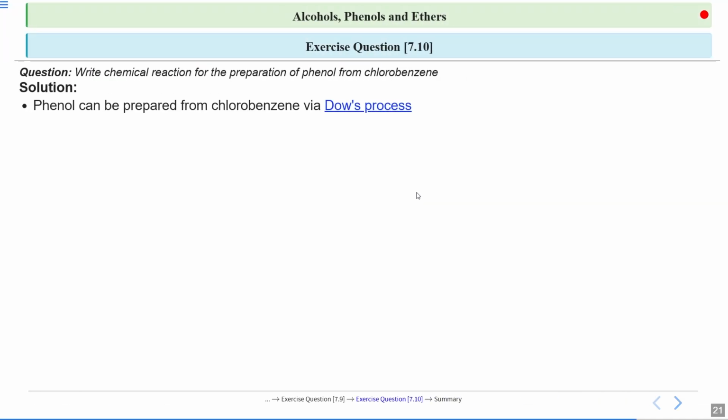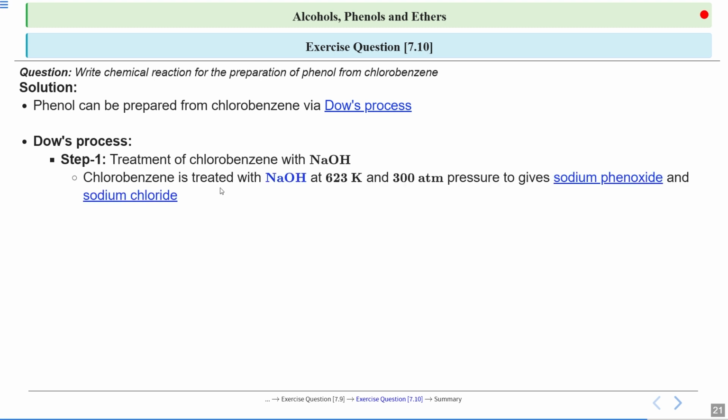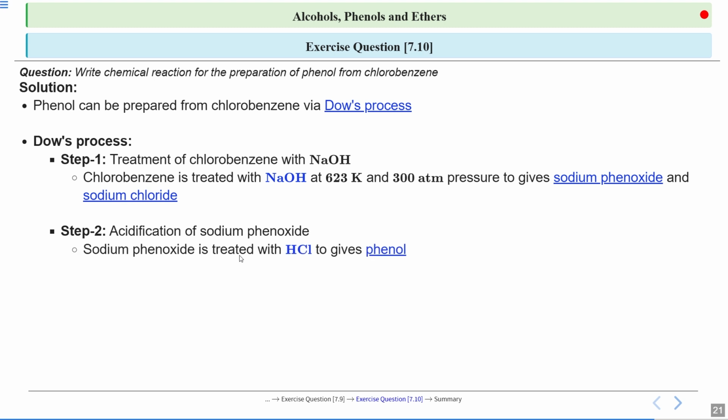So see what will happen. Phenol can be prepared from chlorobenzene and that process is called Dow's process. So what happens in Dow's process? First you treat a haloarene, in this case chlorobenzene, with sodium hydroxide. Chlorobenzene is treated with NaOH at 623 Kelvin and 300 atm and it will give you sodium phenoxide and sodium chloride. Then acidification of sodium phenoxide takes place, where sodium phenoxide is treated with HCl and it gives you phenol.